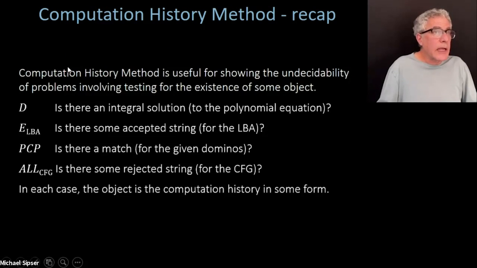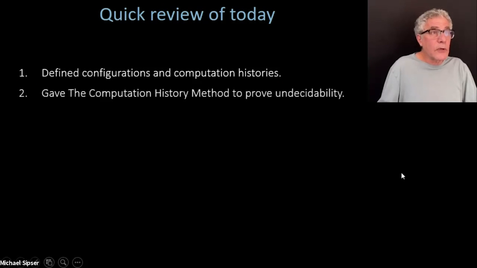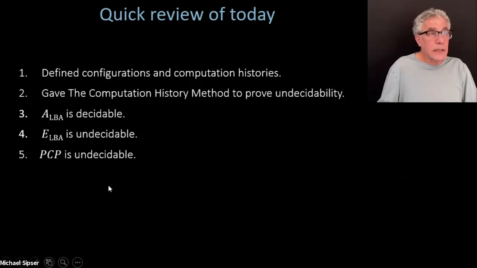Quick recap. The computation history method is useful for showing the undecidability of problems when you're testing for the existence of an object. Each of those 4 cases that we showed today involve testing whether something exists. So is there an integer solution to the polynomial? Is there some string in the language? Is there a string that's not in the language? Or is there a match? So that's a typical case when this computation history method comes up. And so as a quick review, these are the things we showed today.